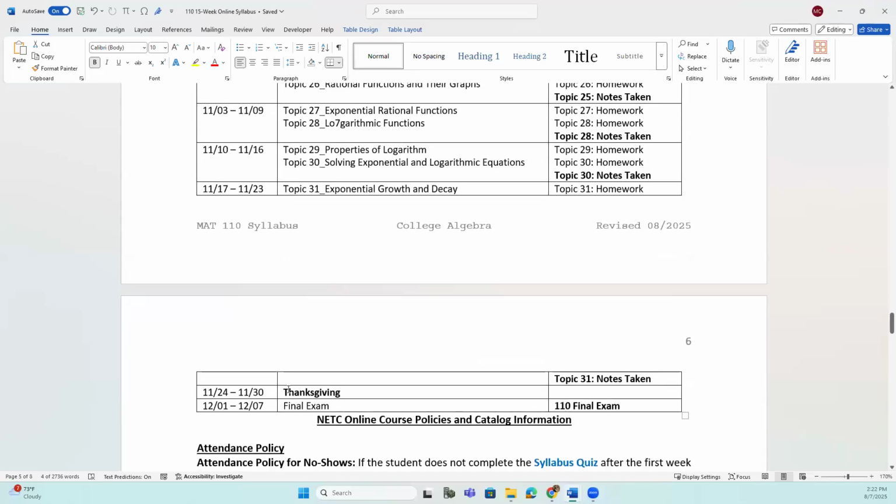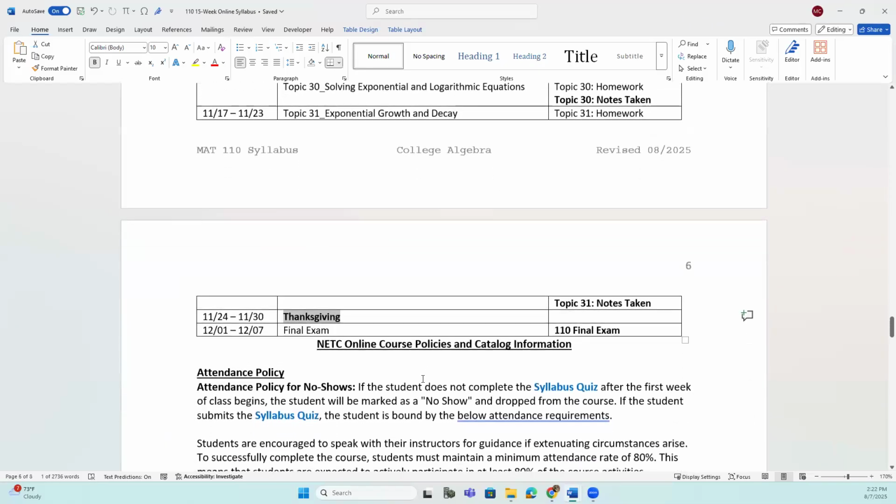Another week is actually Thanksgiving week, which is toward the end of semester. So this is also another good week for students to catch up on some of the work that's missing.